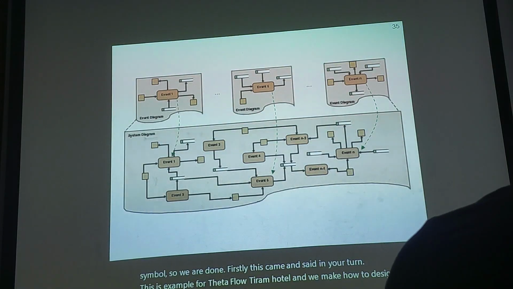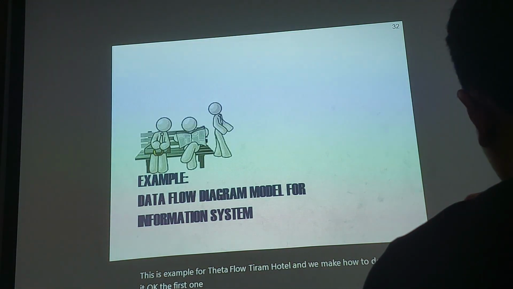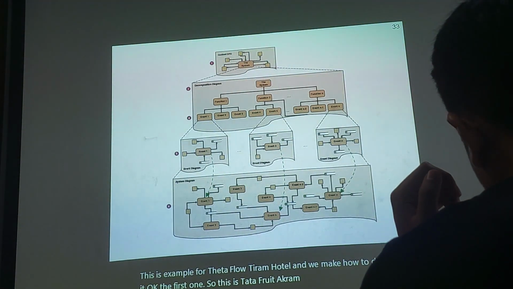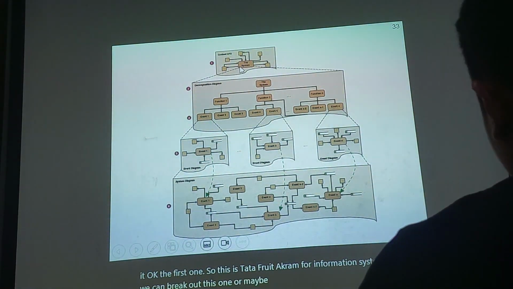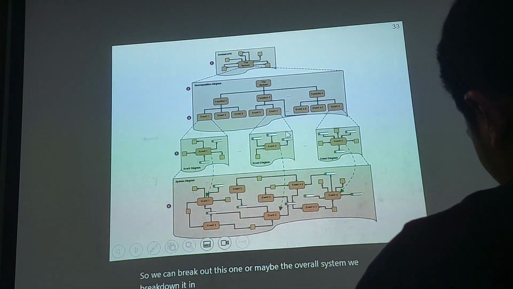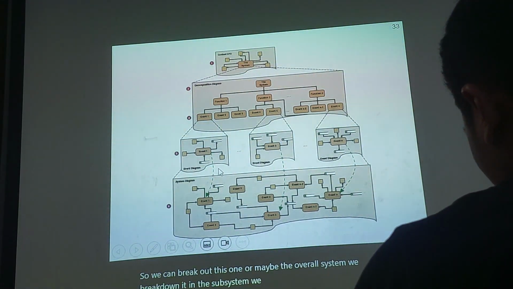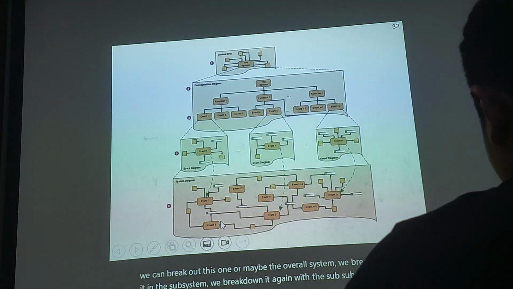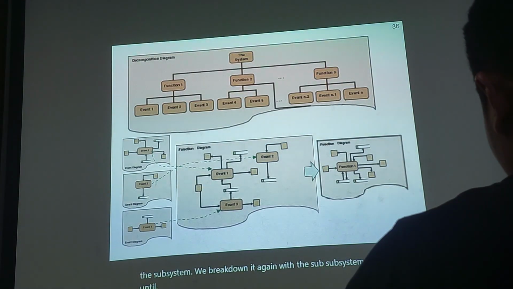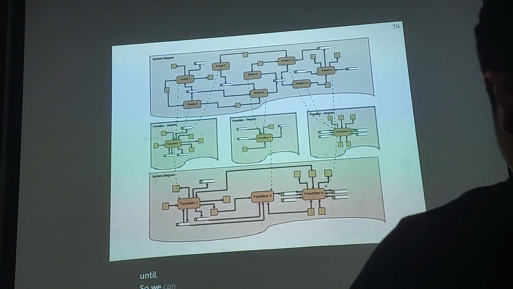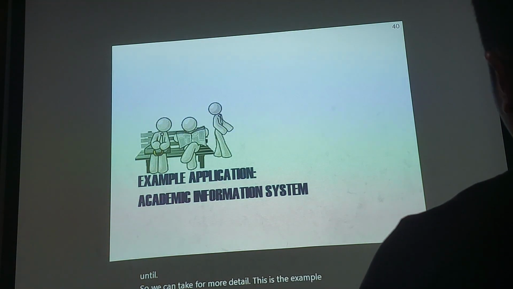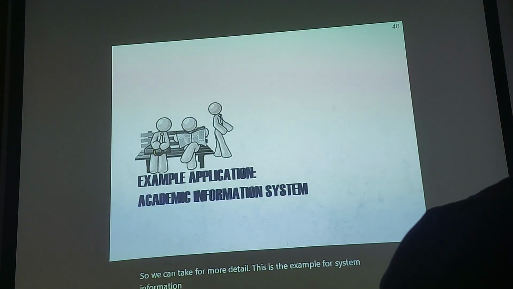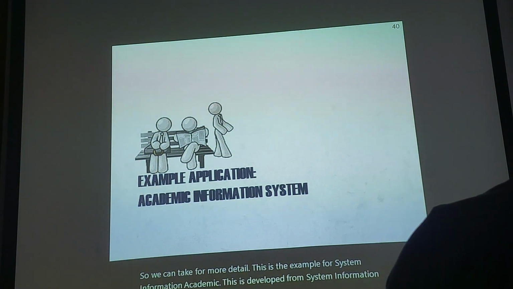Okay, the first one. This is the data flow diagram for the information system. We can break this down, maybe the overall system, into subsystems. We break it down again into subsystems, so we can take more detail. This is an example for the academic information system, developed from the academic information system of UB.